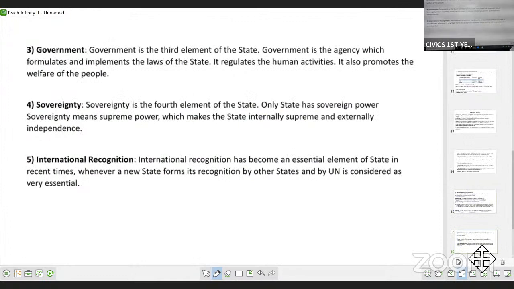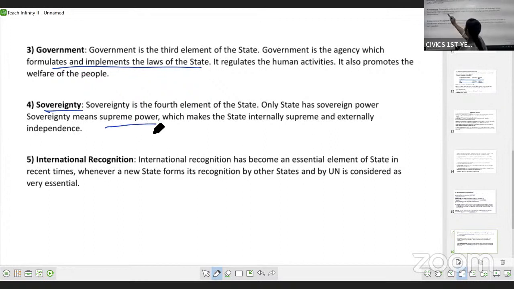Then what is government? It is the agency of the state which formulates and implements the laws of the state. It works for the welfare of the people. Then what is sovereignty? It is supreme power. It is of two types, internal sovereignty and external sovereignty. Internally, the state is powerful above all organizations and institutions, and externally it is independent.